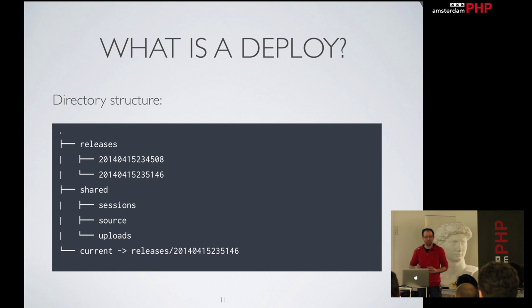Okay, the directory structure. You have three main folders. These are releases, shared, and source. The releases folder contains a timestamped folder for each release that you do.